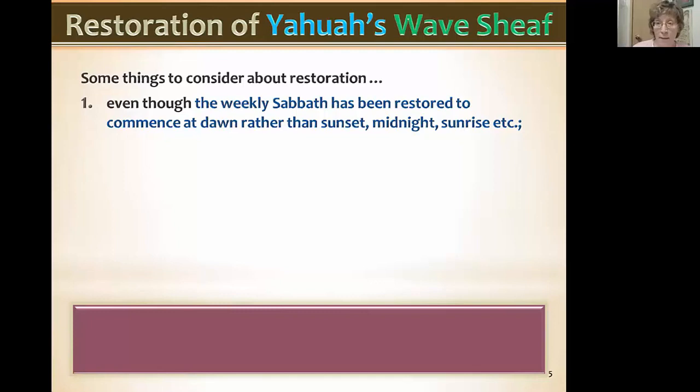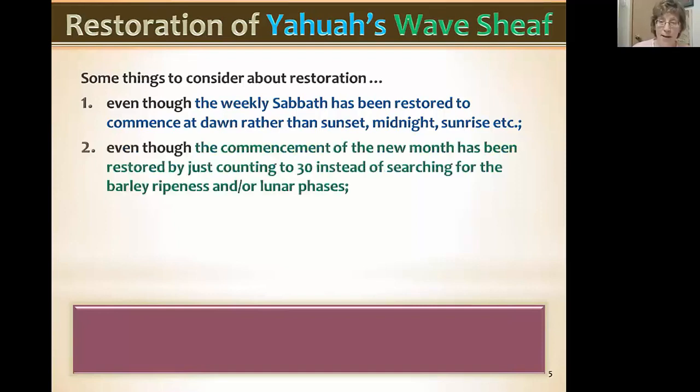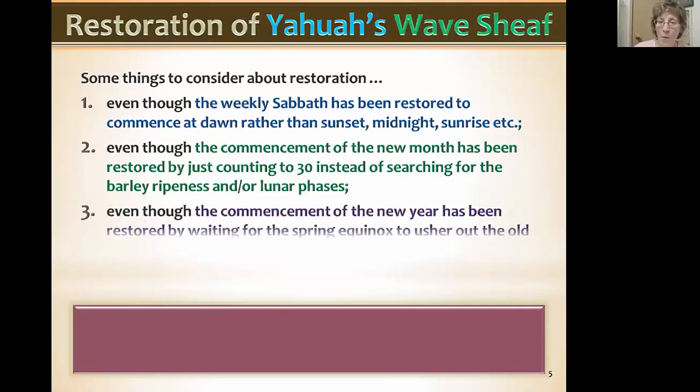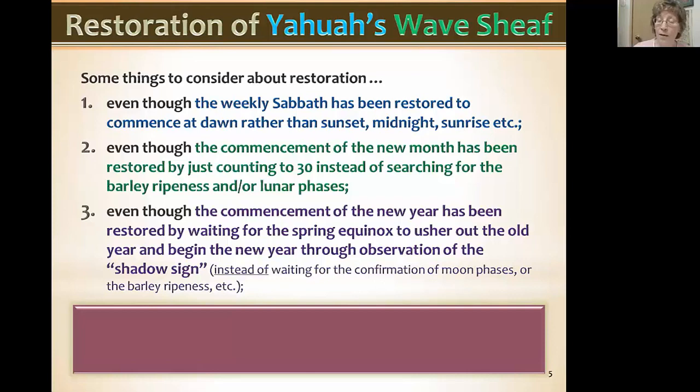Even though the weekly Sabbath has been restored to commence in the morning at the dawn twilight rather than sunset, and I mean morning twilight, not sunrise, okay? To commence at the morning twilight instead of sunset or midnight or sunrise. We have all those options, so we've got that part restored in calendar. And even though the commencement of the new month has been restored by just counting to 30 instead of searching for a barley ripeness or some phase of the lunars, we've got that piece figured out.